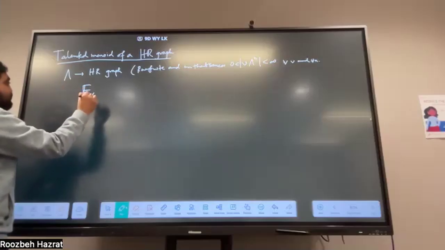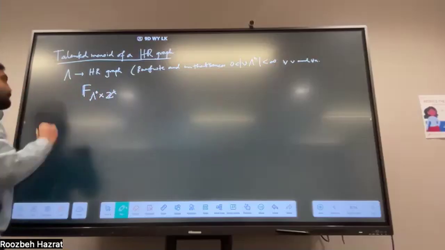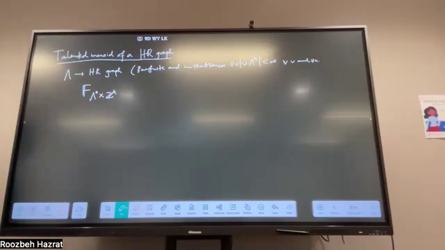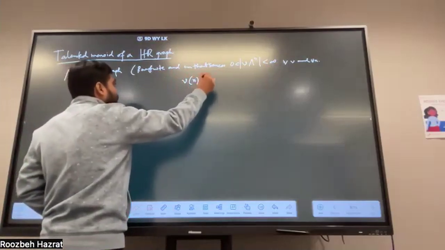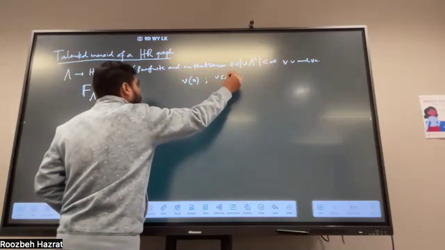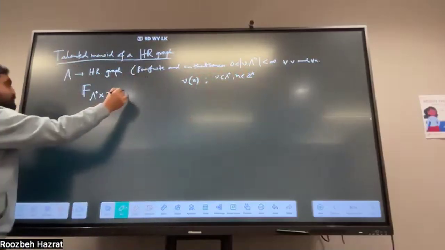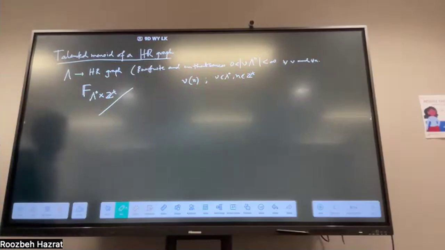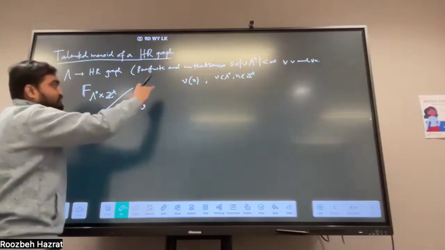How should I write it? You can write it this way. So this is the free monoid generated by symbols of this shape Pn, where P is a vertex and n is a k-tuple of integers, and then take the quotient of this free monoid with these relations. The relations are just defined on this generator.